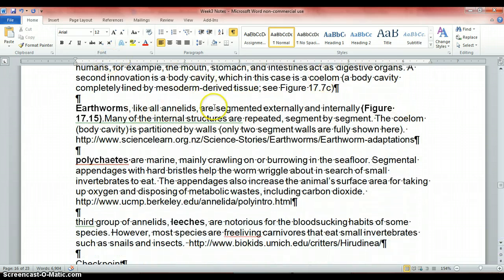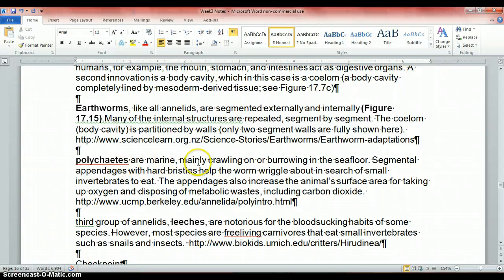Earthworms, like all annelids, are segmented externally and internally. You just think of it in your mind, it has those little bumps in it, you know, it's got segments. Many of the internal structures are repeated segment by segment. The coelom body cavity is partitioned by walls. Only two segment walls are fully shown here, which would be in the book, and I give you a link.